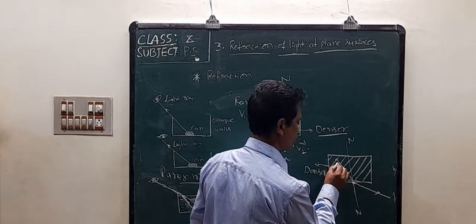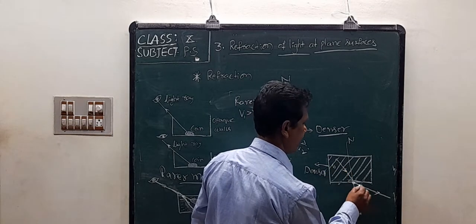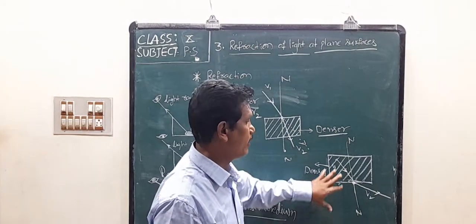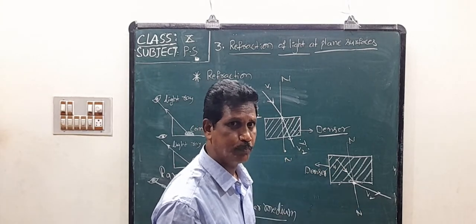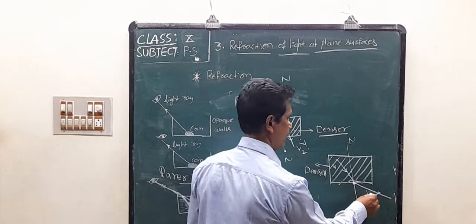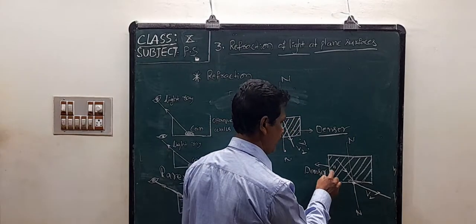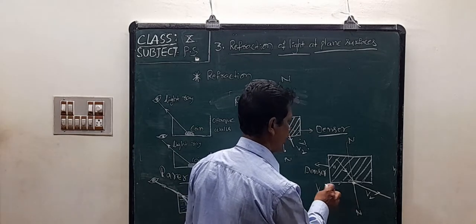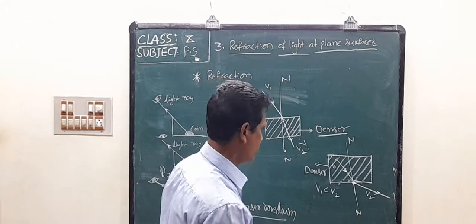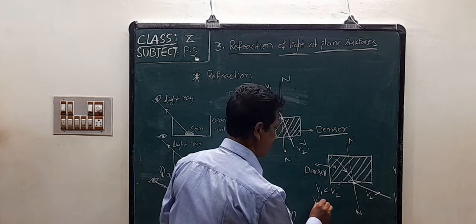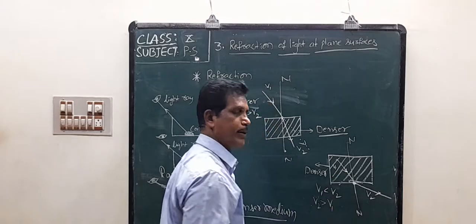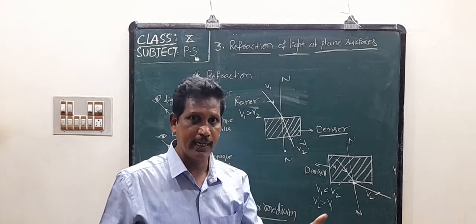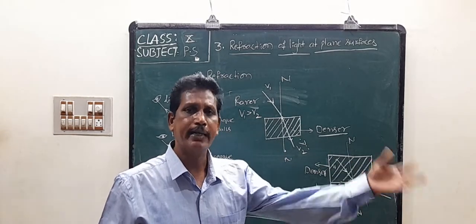Speed of light in the denser medium is v1, speed of light in the rarer medium is v2. When a light ray travels from the denser medium to the rarer medium, the speed of light in the denser medium is less than the speed of light in the rarer medium. We know the speed of light in the rarer medium is always greater than the speed of light in the denser medium.